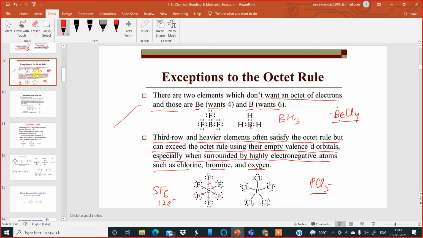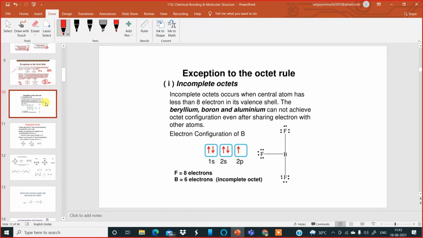If you look at phosphorus pentachloride, then around phosphorus there are 10 electrons which are participating in bond formation. So here also, in the case of phosphorus pentachloride, we see a case of expanded octet, which is an exception to the octet rule.